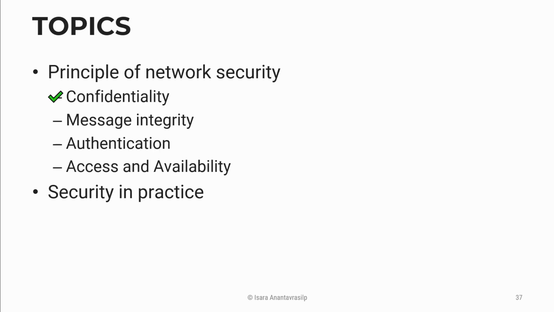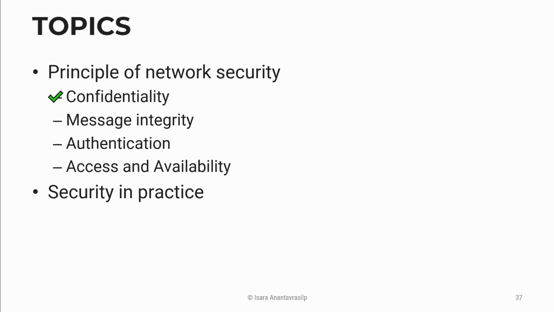So we have discussed the first principle of network security, which is confidentiality. We want to keep our message secret, all right? At least we want to keep the messages that Alice exchanged with Bob secret, and Trudy cannot understand what they are talking about.